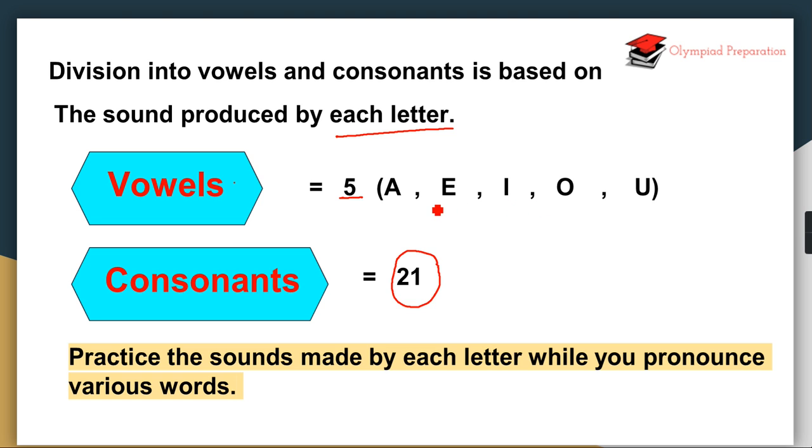So the primary thing you need to learn about vowels is the alphabets that represent the vowels. Later on, we will come across more details like how we choose the vowel sounds from the words. So you have to practice the sounds made by each letter while you pronounce various words.